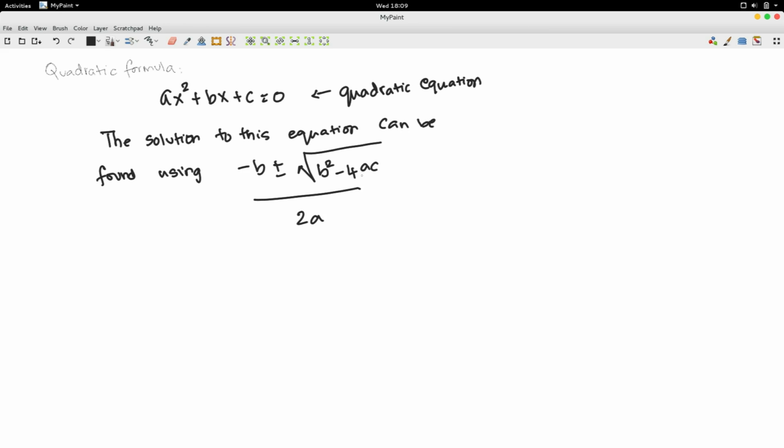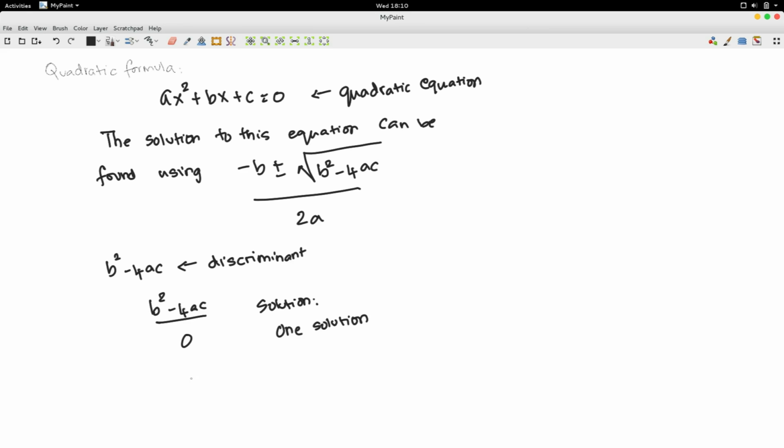Now the b squared minus 4ac part is called the discriminant. There are multiple cases that are possible. If the b squared minus 4ac, when you solve it, is equal to 0 exactly, then you will just have one solution.